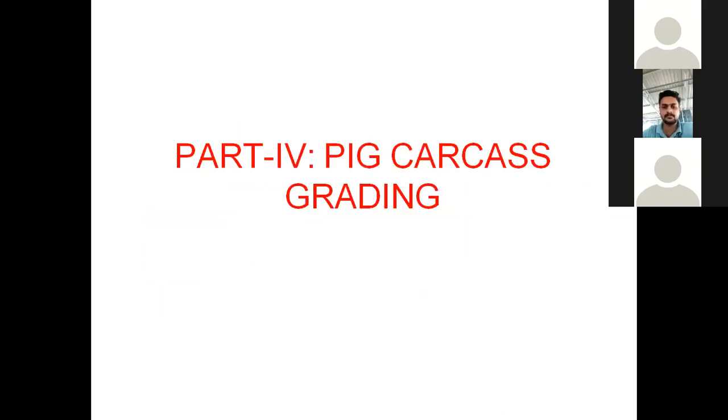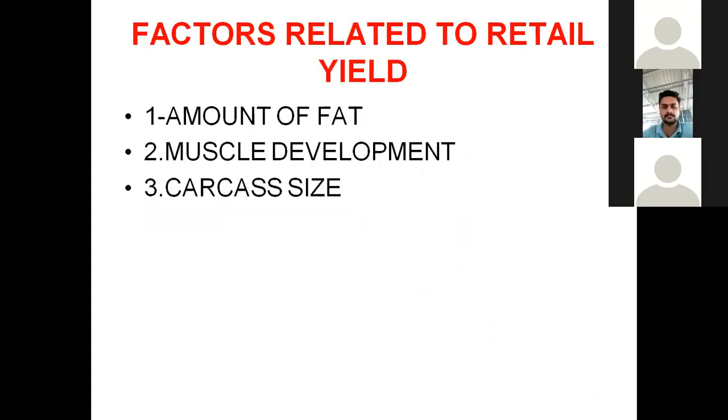So now, that is the live animal grading we have seen in the case of pigs. Now we are moving to pig carcass grading. In pig carcass grading again, there are 3 factors we have to look into: one is the amount of fat, that is the back fat thickness, then muscle development, and the carcass size.